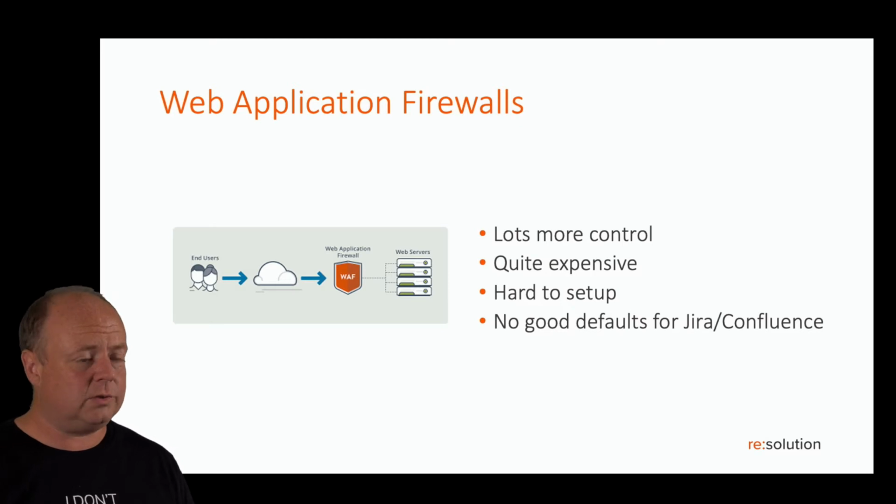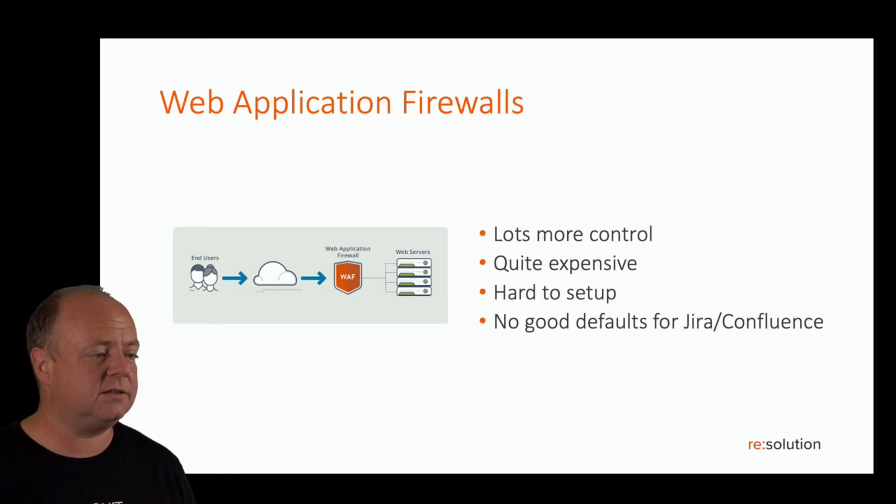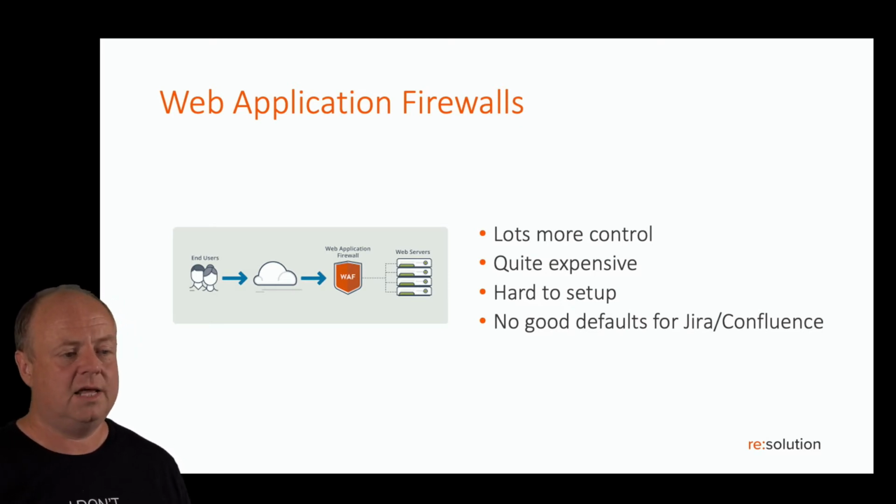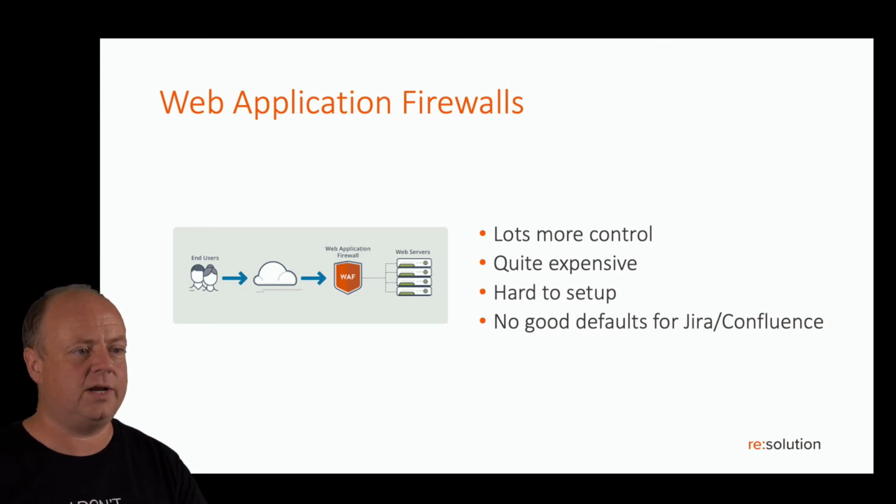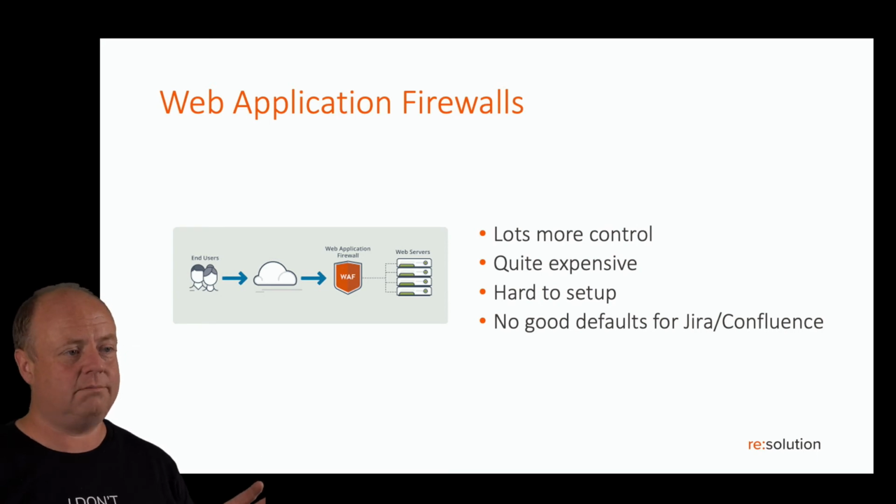Then another solution, which tends to be quite comprehensive, is web application firewalls. They give you a lot more control, but they also tend to be quite expensive and very hard to set up, in that you have to have a lot of consulting knowledge and a lot of experience operating web firewalls. You go through a big learning section with Jira and Confluence, because there are no good defaults for those applications. So web application firewalls can be a good solution, but it's also a big overhead.